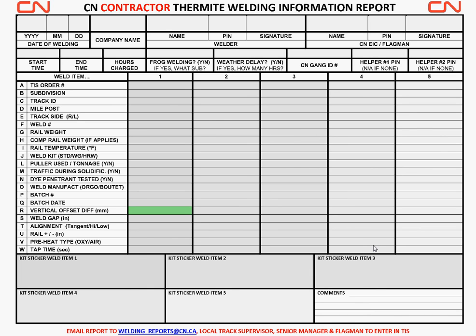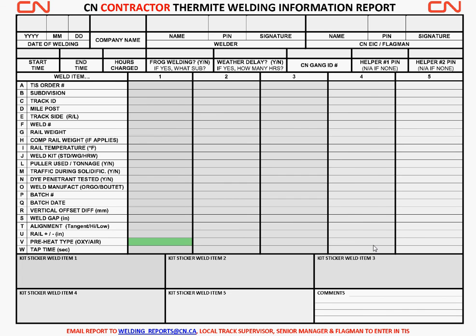Vertical offset difference. This is the vertical offset difference between the two rails of the wear of the rails. Weld gap. This is the gap that is in between the rails before you pour the slag in. Alignment. This is whether you make a weld on tangent track, so straight track, the high side of the curve, or the low side of the curve. Rail plus or minus in inches. This is how much rail is removed based on the match marks.